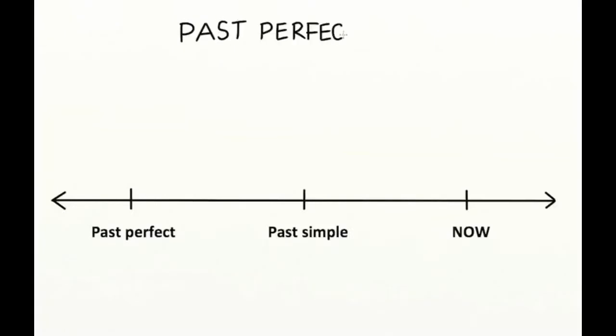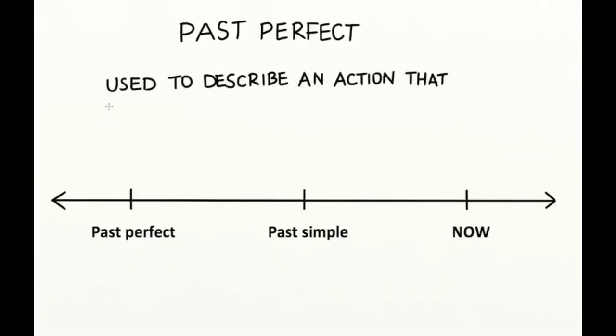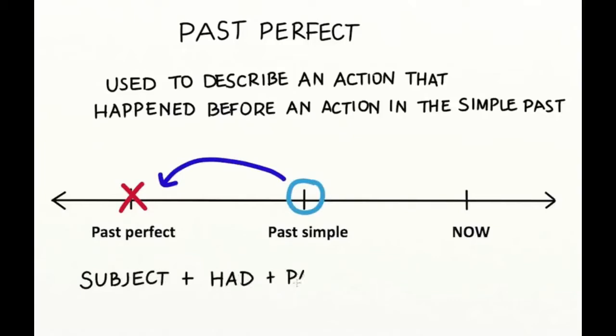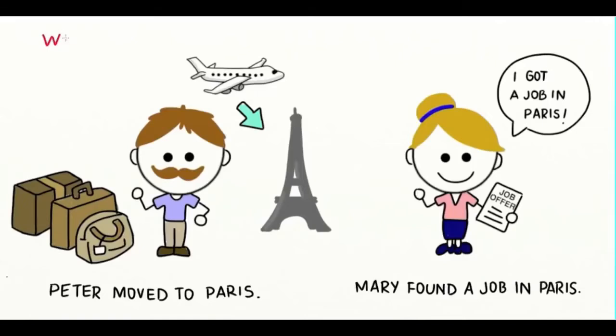The past perfect tense is used to describe an action that happened before an action in the simple past. The formula is subject plus had plus past participle. We can use the past perfect to tell us which event happened first.